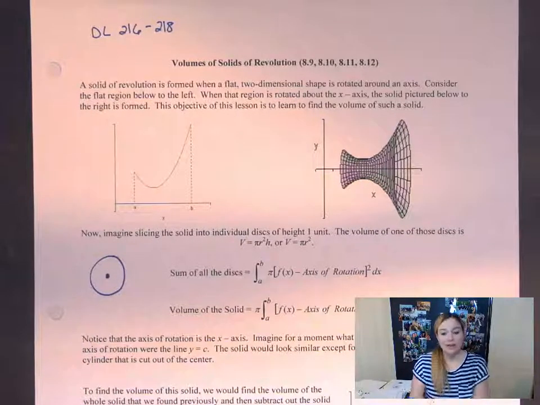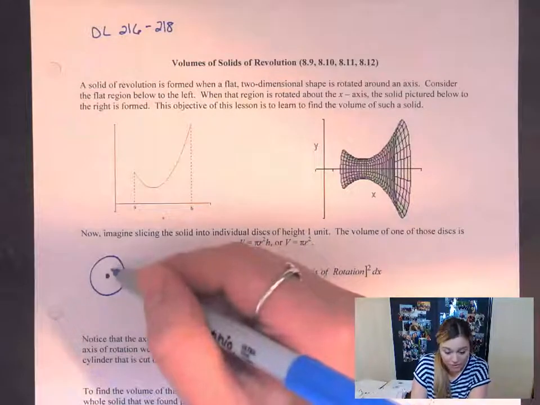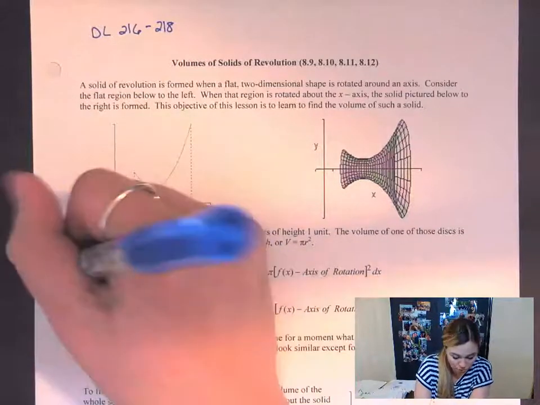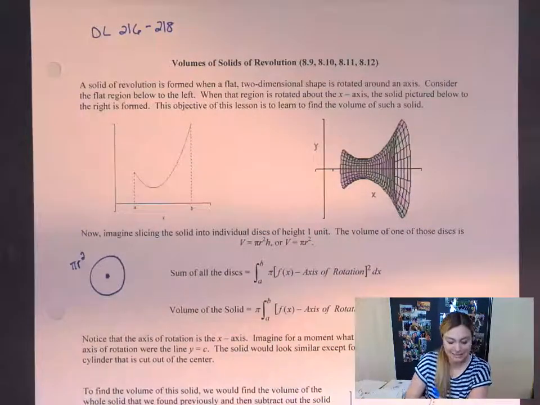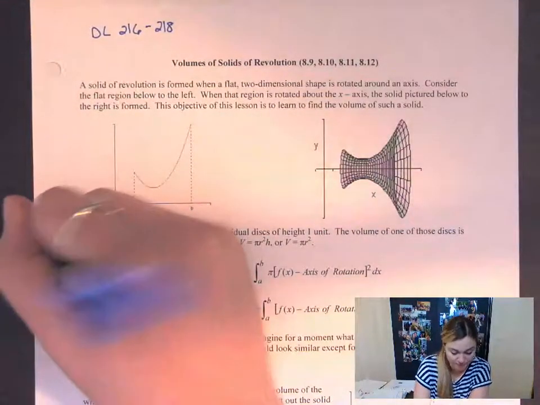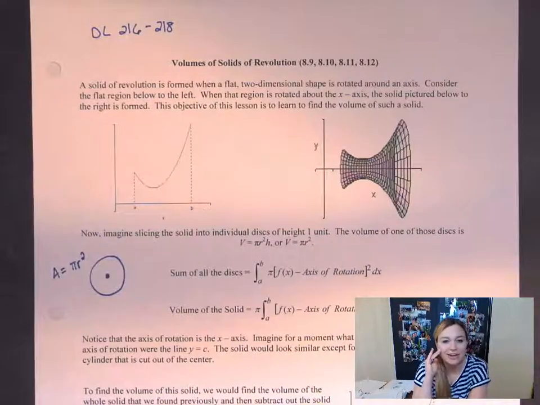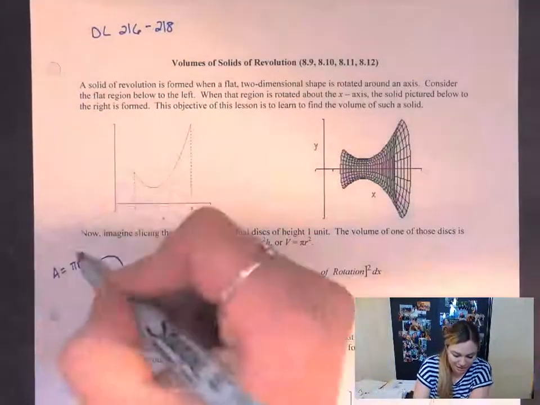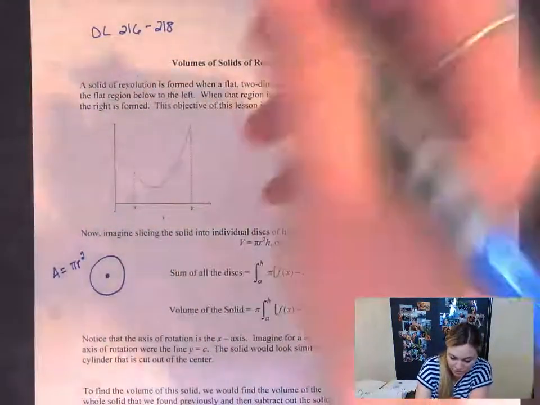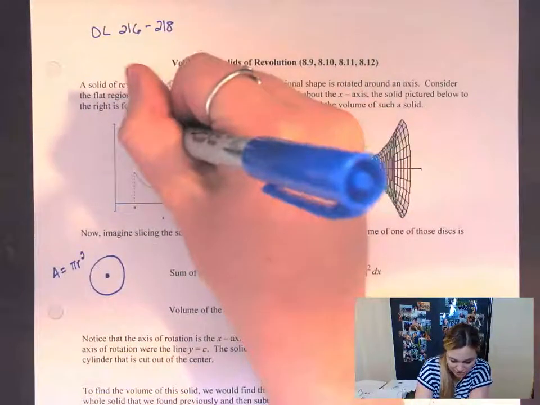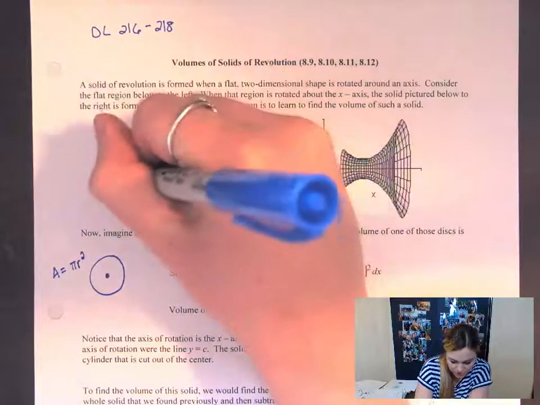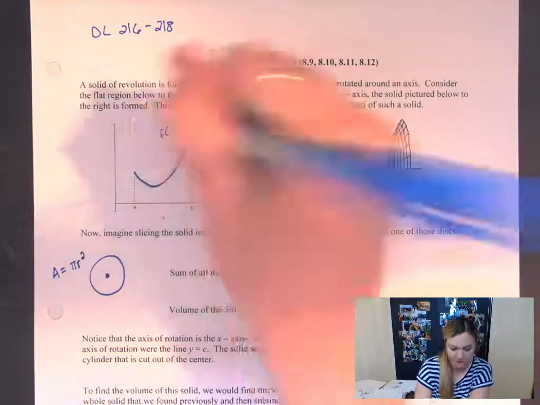If I want to find the area of one of these circles, the area of a circle is pi times the radius squared. This is the area of one circle. But let's think about this area a little more in terms of this function. Remember, this function is f of x. So this function from here to here is f of x.